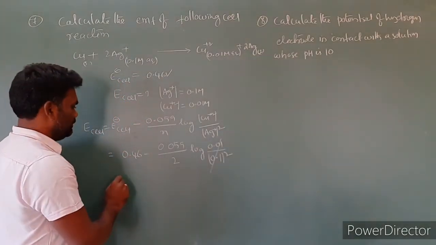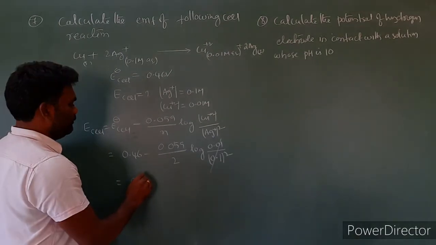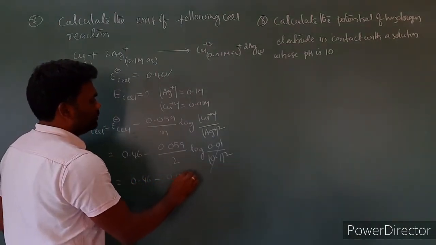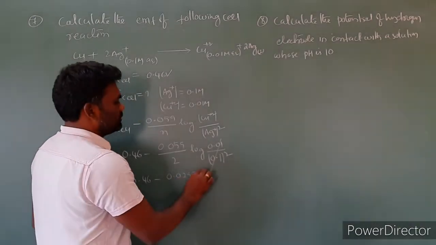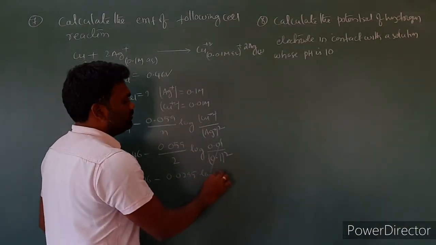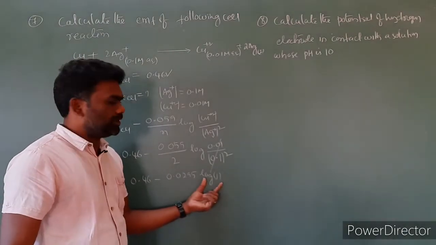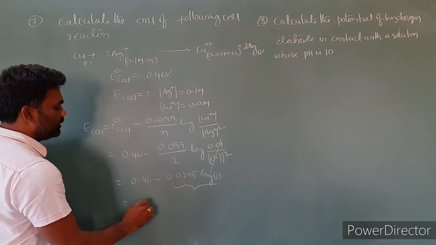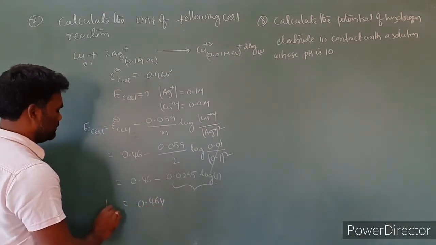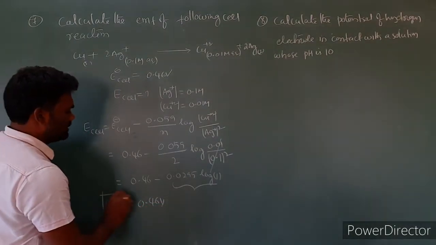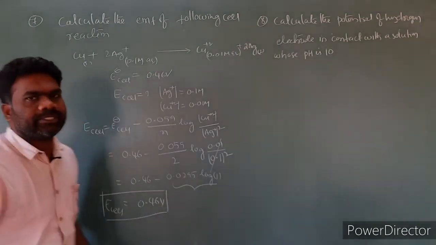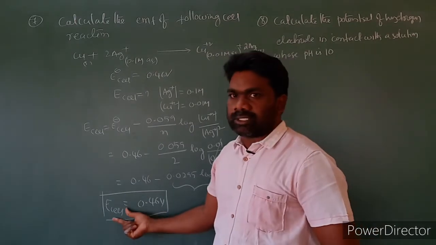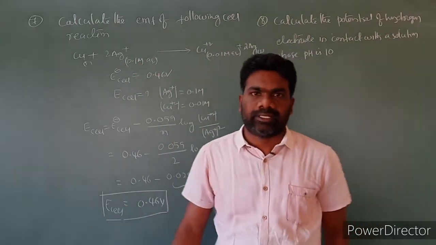Then this is 0.46 minus 0.0295 times log 1, since it cancels. Log 1 is equal to 0, so this total term will become 0. Then what will we get? 0.46 volts. E cell is equal to 0.46 volts. So this is the E cell of this reaction.